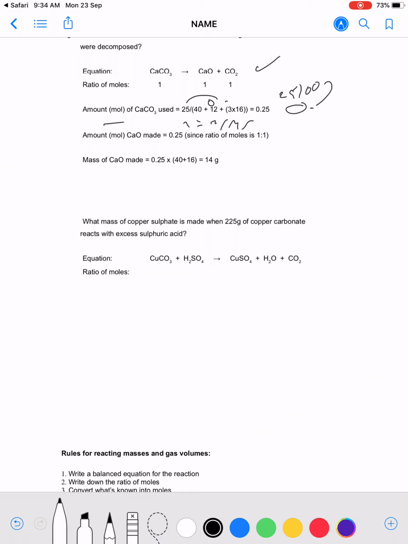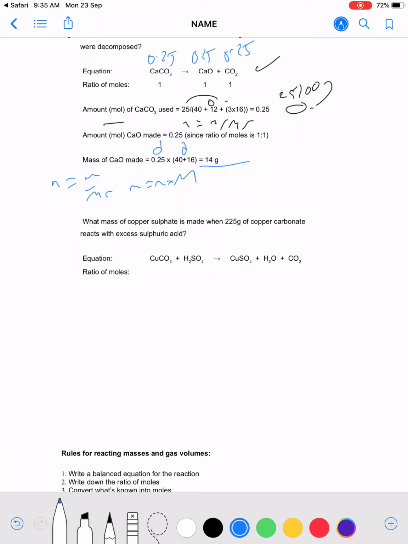The reacting ratio is 1 to 1, so if there's 0.25 moles of calcium carbonate, which is this one, then there's 0.25 moles of calcium oxide and 0.25 moles of carbon dioxide. That's why we do the balancing of the equation. So moles, n is little m over big M, so m is n times big M, and this is my moles, this is my Mr. The mass of calcium oxide made is 14 g.